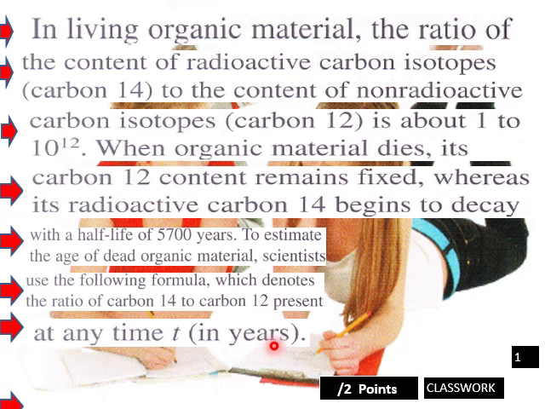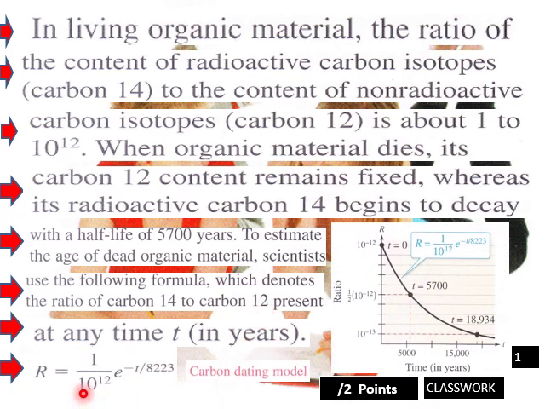So to do that, you know the fixed amount here. This is your formula for the ratio of carbon-14 to carbon-12, the carbon dating model. So this is what you would use: R equals 1 over 10 to the 12th, e to the negative t over 8223. And then this is what the curve looks like, time in years. You have benchmarks where time will yield certain amounts of carbon-14. So that's what the graph looks like for this carbon dating model, which is kind of cool.